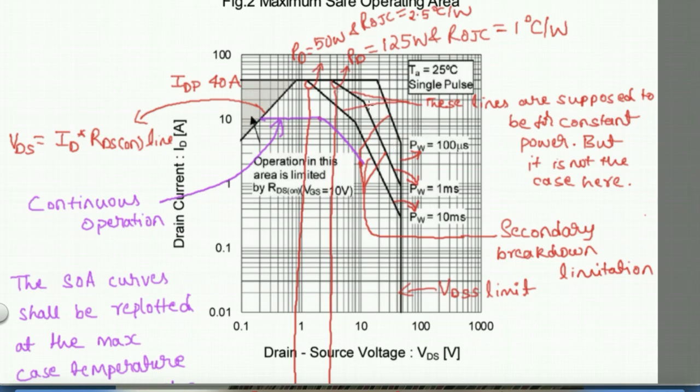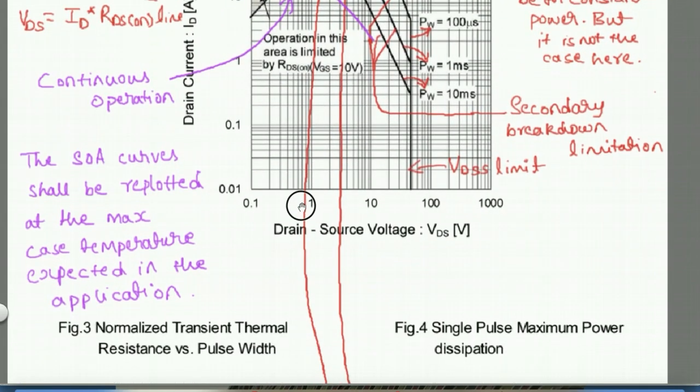There is another change in slope here. These lines represent the secondary breakdown limitation. The SOA curves plotted here are for 25 degrees Celsius. The same shall be replotted at the max case temperature expected in the application.